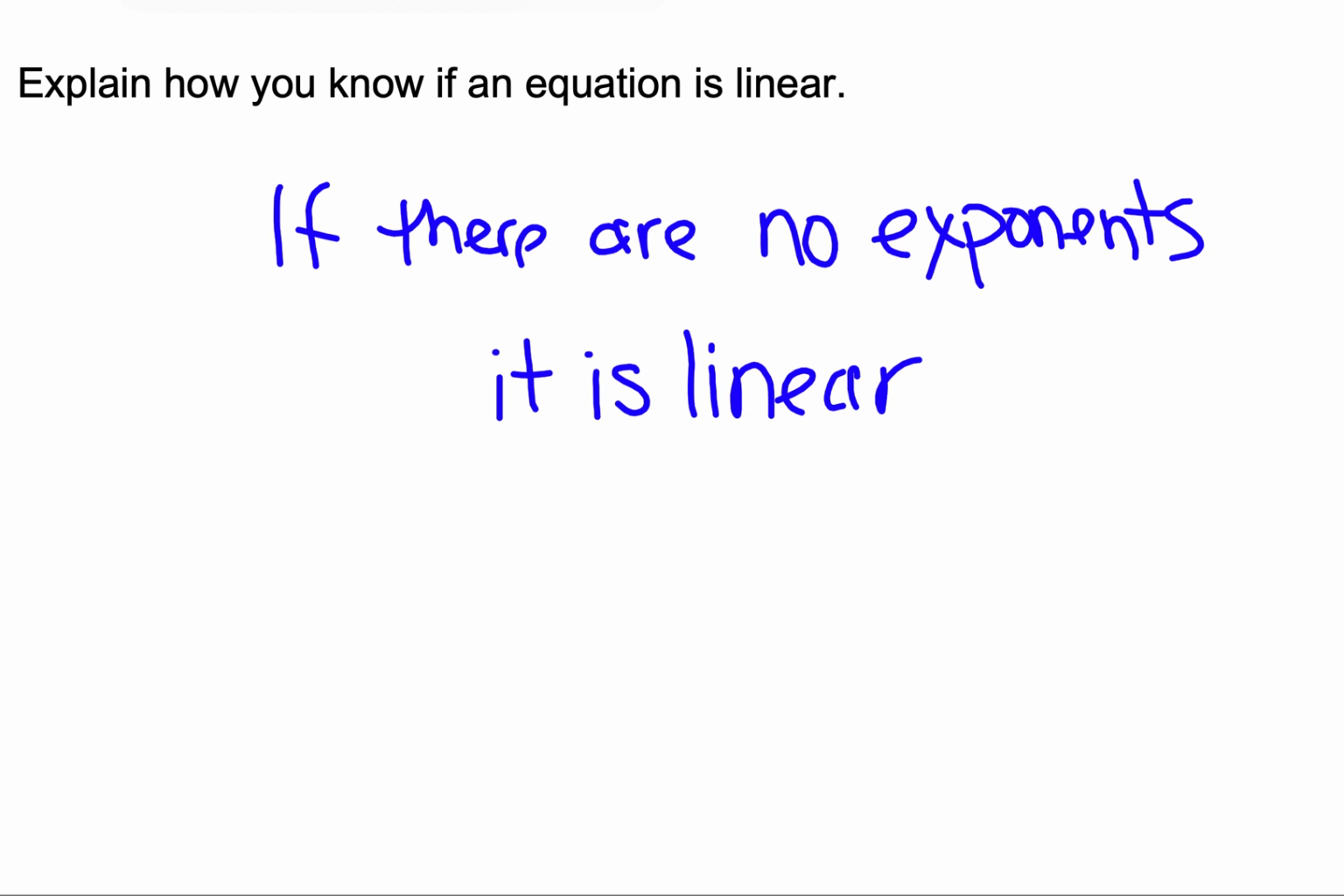So there's a way to know before you start if the equation is linear: checking for exponents. If there are no exponents on either the x or y value, it is linear. The other way to check is to graph it and see if it's a straight line. So if it's a straight line when graphed, that's also a correct answer for this one. Both of those are ways to know if it's linear. Looking for exponents will tell you before you graph if it's linear. Looking at your final graph after you've graphed is another way to see if it's linear.